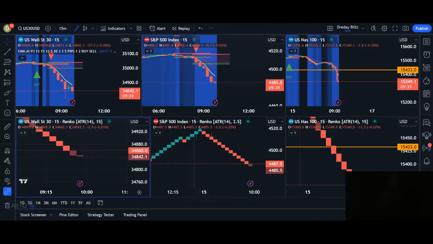So this session will be a little bit shorter. We'll finish at 10:30. The reason is that it's Friday. And as you can see, we already had a move on the indices here, and there's less and less volume in the market overall.